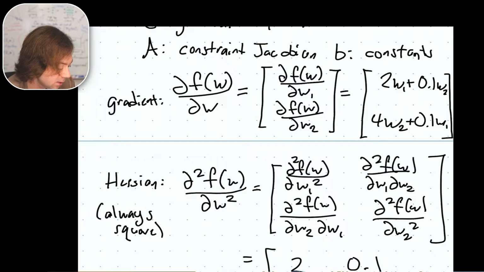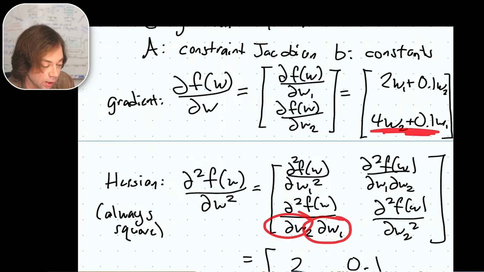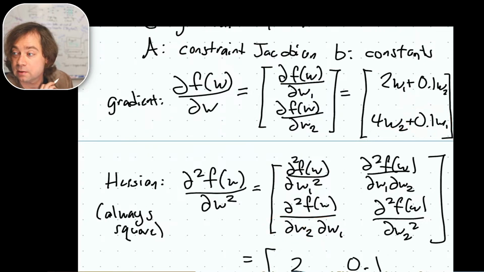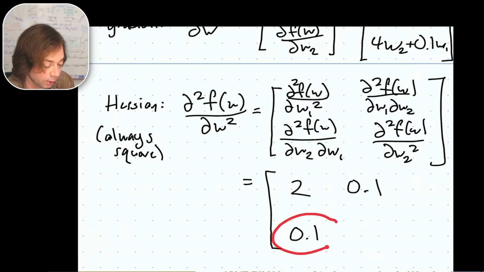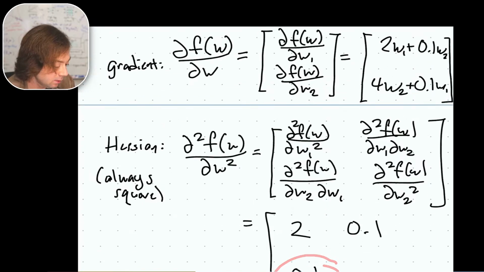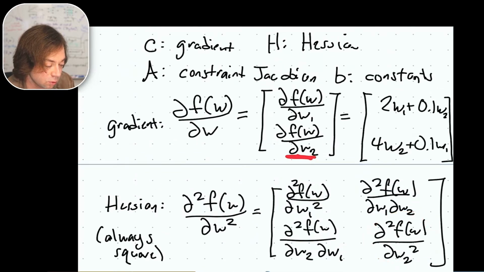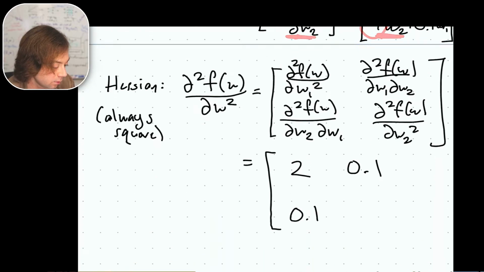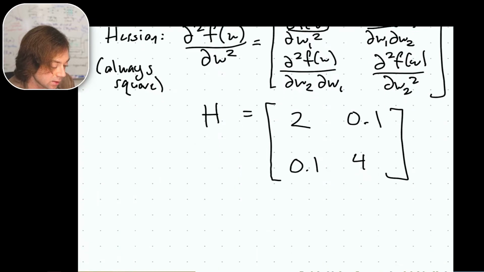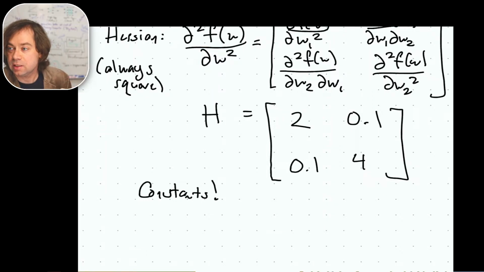But just to check, if we take the partial derivative with respect to W2, which is right there, with respect to W1, hey, look, 0.1 times W1, 0.1. And finally, partial derivative with respect to W2, with respect to W2 again, there's the 4, voila. Hey, look, it has constants. If the Hessian is full of constants, you're in good shape for a QP.